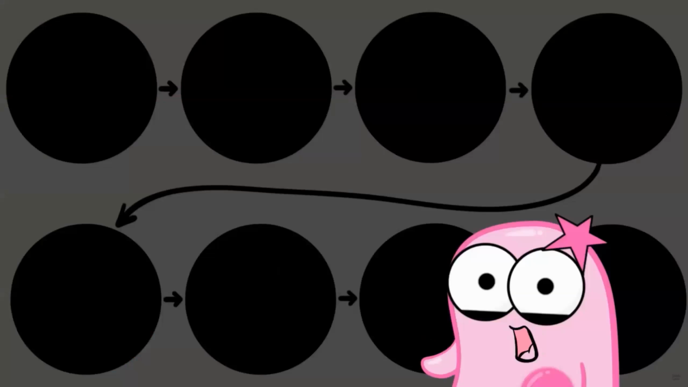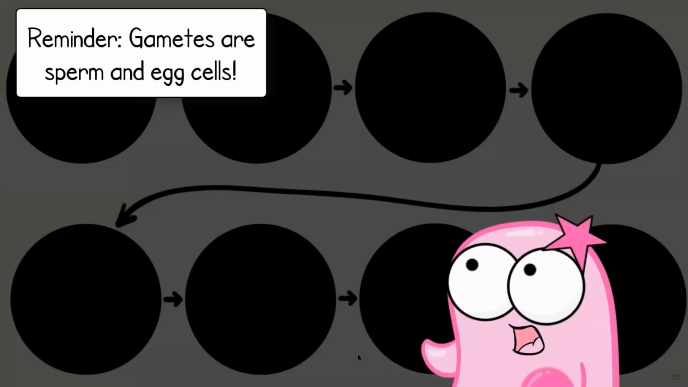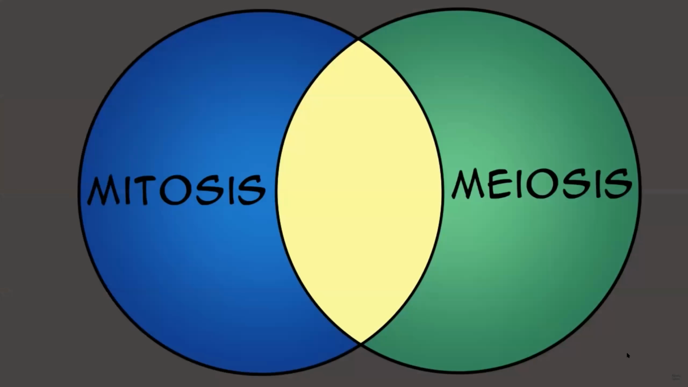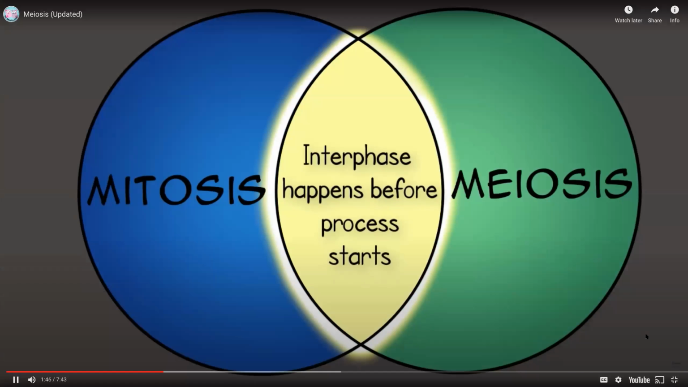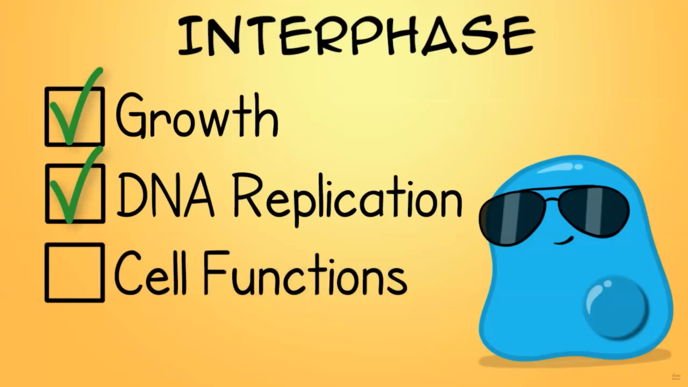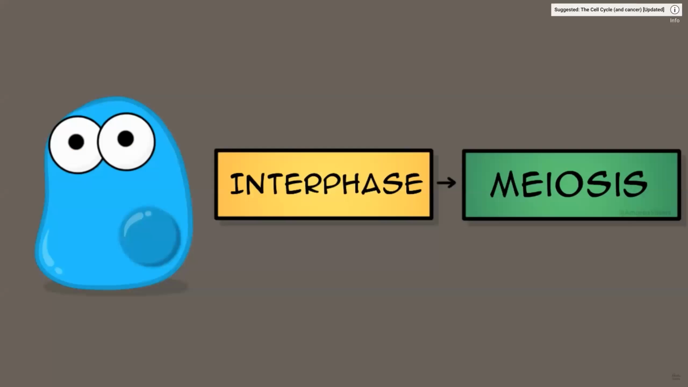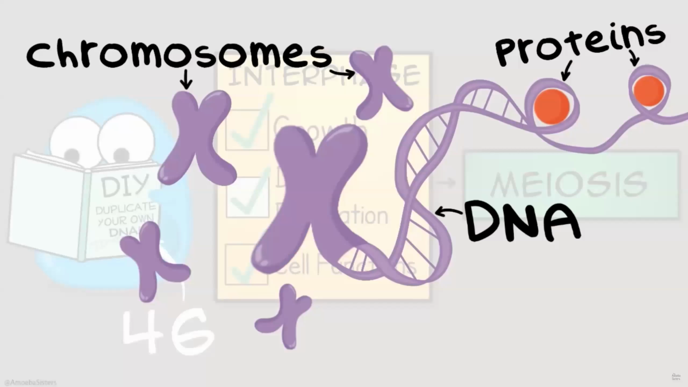Before we can start getting into the stages of meiosis to make gametes, we have to remember what happens before meiosis can even start. Actually, this also happens before mitosis. It's the stage known as interphase. If you remember interphase, it's when the cell is growing, it's replicating its DNA, it's carrying out cell processes, and just like mitosis, interphase happens before meiosis is even going to start. So the starting cell has 46 chromosomes, and you have to duplicate those chromosomes in interphase before meiosis starts. That basically means you are duplicating your DNA since chromosomes are made of DNA and protein.